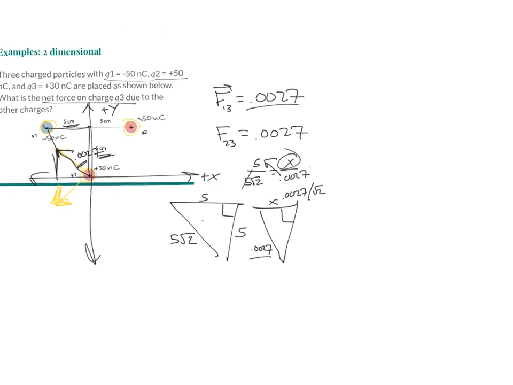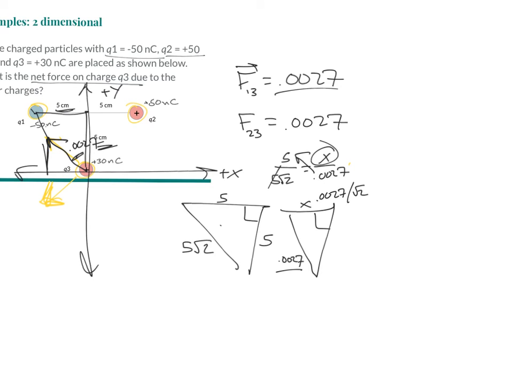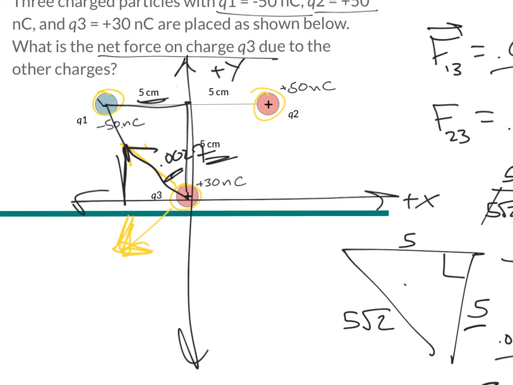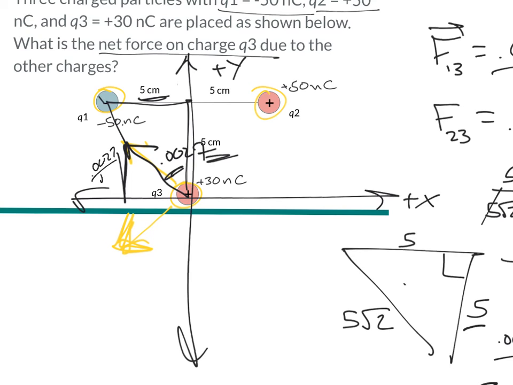Cool. Let me scoot this over again. And you do the same thing for y. You find y with similar triangles. You could say 5 over 5 root 2 equals y over 0.0027. Same process, multiply, divide, you get 0.0027 over root 2. And that's the x and y components of this vector over here. Okay, so you have 0.0027 over root 2, 0.0027 over root 2. And similarly, you could figure out the x and y components of this one, which are 0.0027 over root 2 and 0.0027 over root 2.